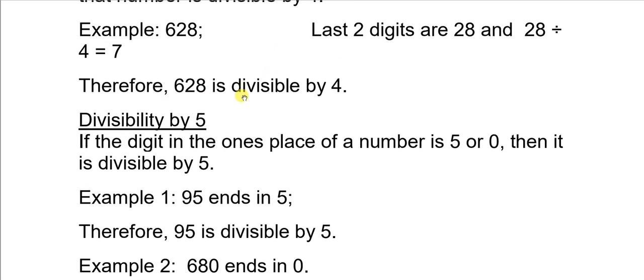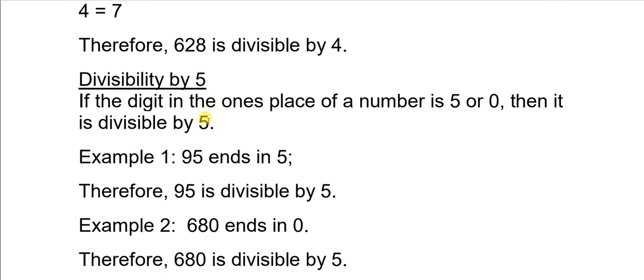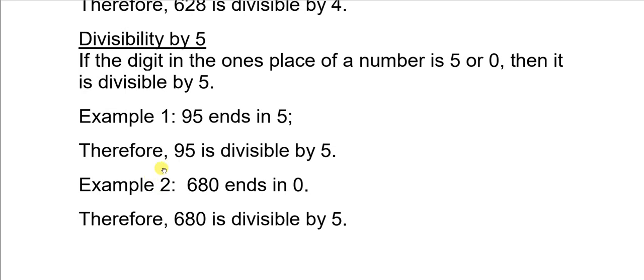Now next, divisibility by 5. If the digit in the ones place or unit place of a number is 5 or 0, then it is divisible by 5. What is the condition of divisibility by 5? That the ones place digit should be 5 or 0. Example, 95 ends in 5, so 95 is divisible by 5. Example 2, 680 ends in 0, therefore 680 is divisible by 5.